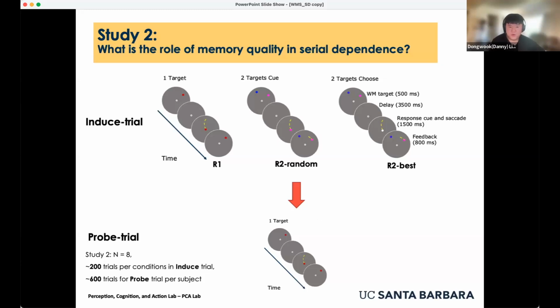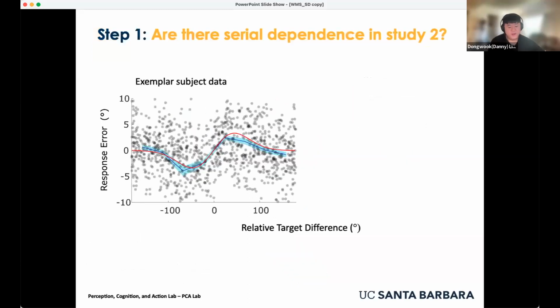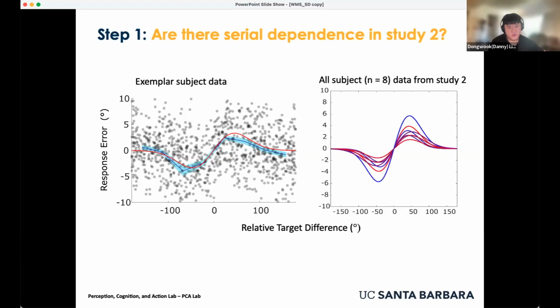After each induced trial, a prop trial followed, which was essentially the same as the R1 condition. By differentiating the working memory quality using the induced trial, we aim to measure the magnitude of serial dependence based on participants' performance in the prop trial. So we first examined whether serial dependence also occurred in study 2. The exemplar subject data depicted here confirms the occurrence of serial dependence in study 2 as well. It's shown by the DoG curve.